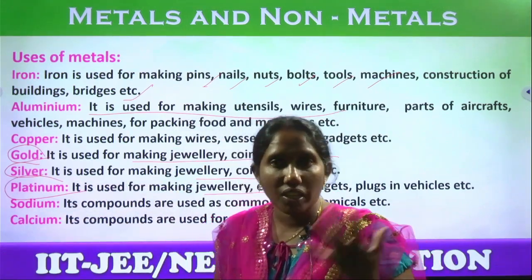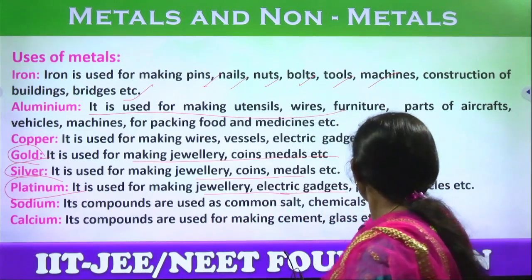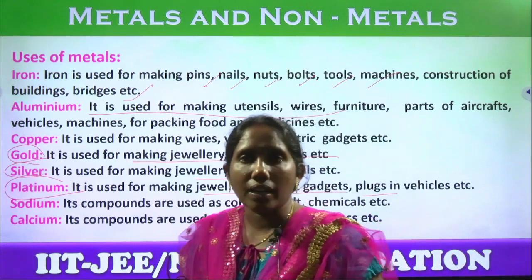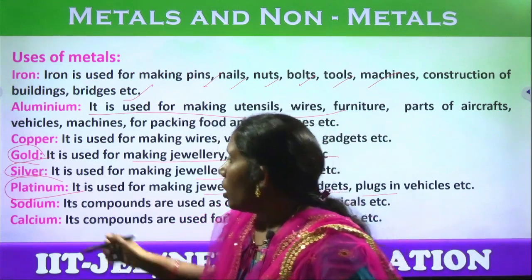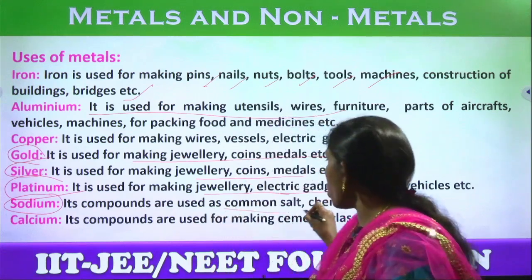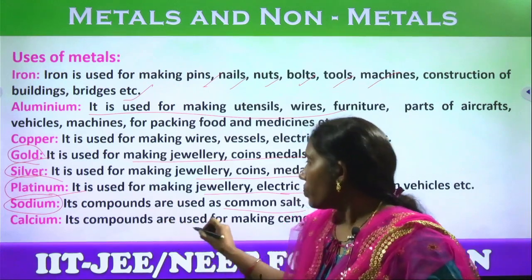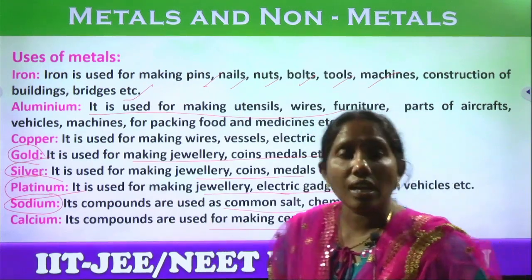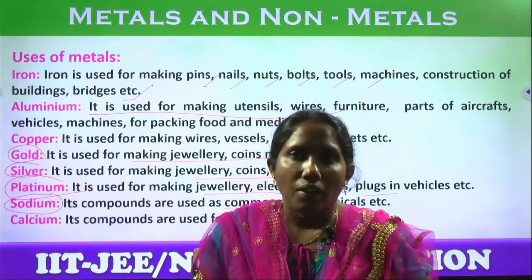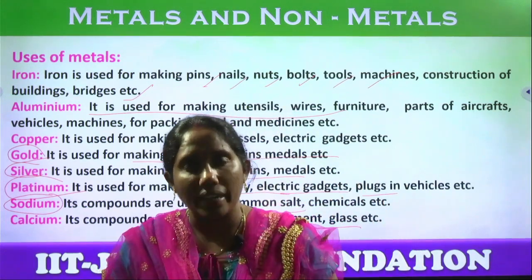Platinum jewelry is very costly, right? And platinum is also used in electric gadgets, plugs, and vehicles, etc. And sodium, its compounds are used as common salt and chemicals, etc. And calcium is used for making cement, glass, and such things. These are the general uses of some of the metals.